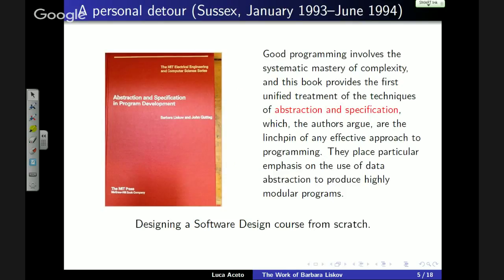Another reason why I wanted to tell you about Barbara Liskov's work is because in some sense, she helped me unwillingly and unknowingly when I started my career. My first academic position, which involved teaching, was at the University of Sussex, the university where I did my PhD, where I was hired in September, October 1992.